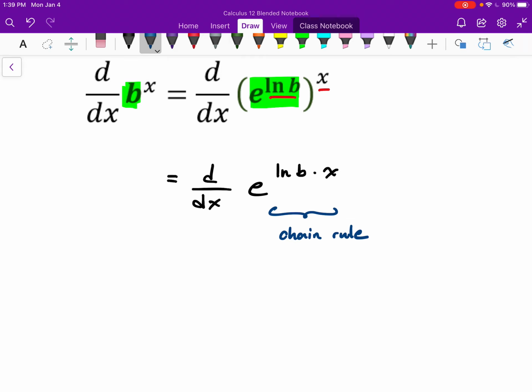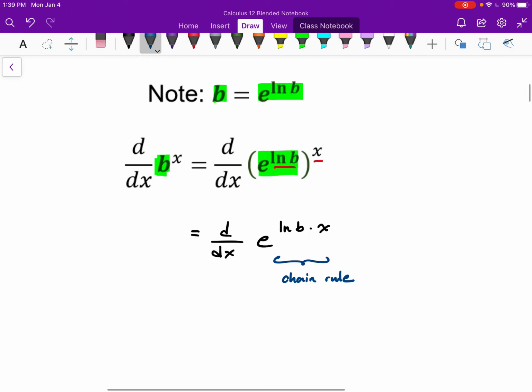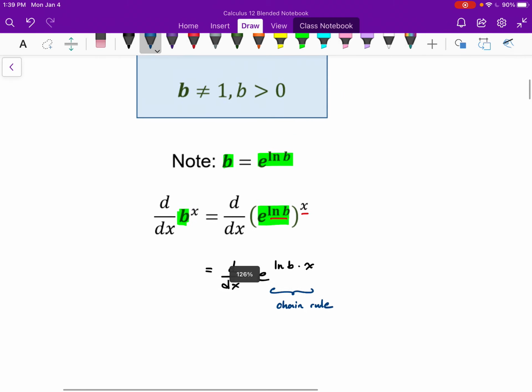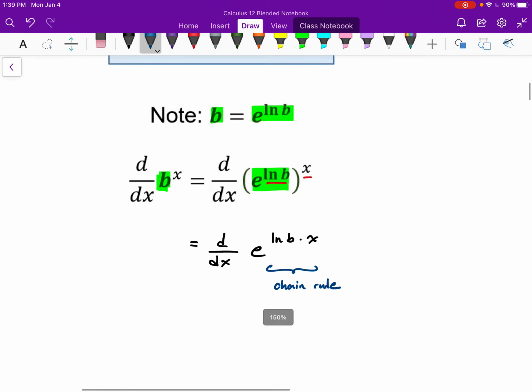Because I have on the outside an exponential function with a base of e. On the inside, I have a linear function. ln b is a constant, but it's a constant times x. That's a linear function. And again, I say ln b is a constant because if you look at what we're differentiating here, b is the base of the exponential function, which is a constant.